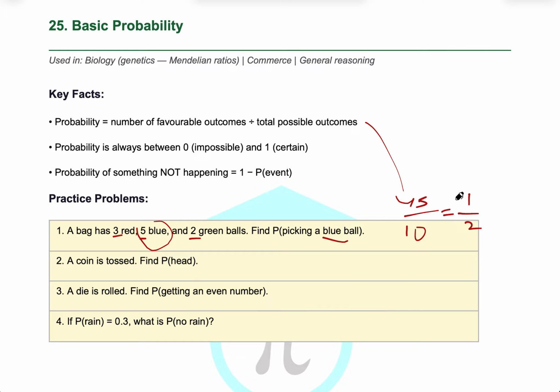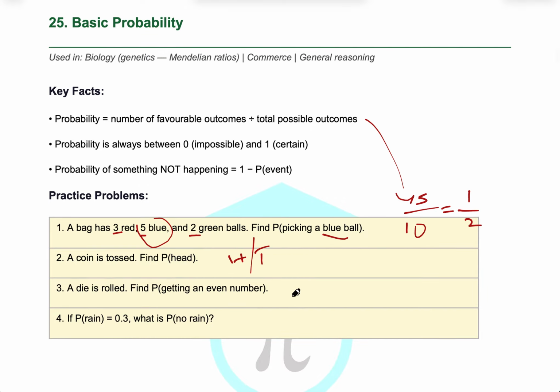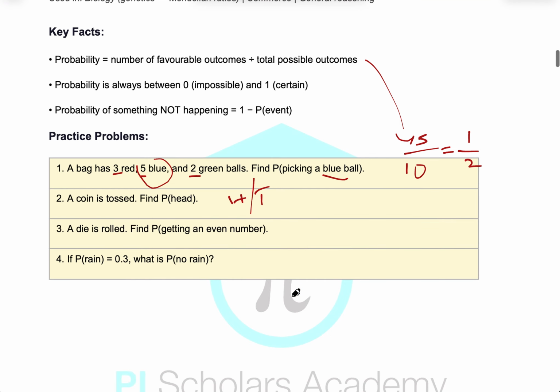That would just be another 1 over 2, because I will just subtract this 1 over 2 from 1. In the case of a coin that is tossed, you can have head or you can have a tail. So it is 50-50. But let's say you have two coins. You have 2 coins tossed. So all you have to do is give the possible outcomes for 2 coins.